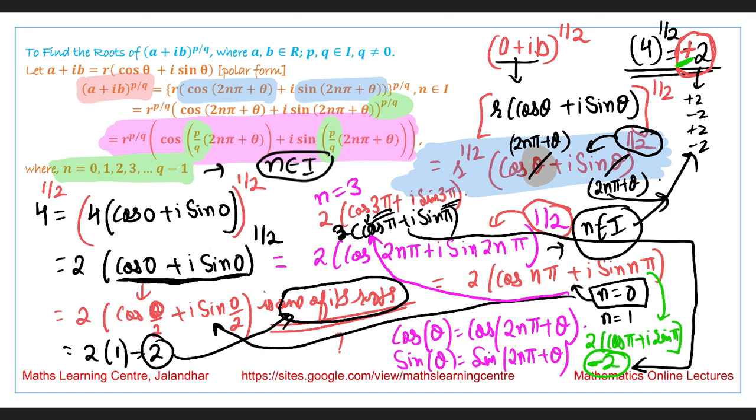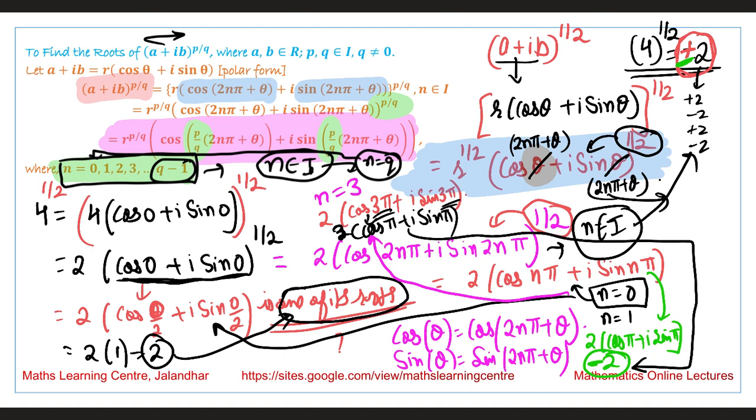But what will happen in this case? After the value q minus 1, when we substitute n is equal to q, we will have the same answer as we get for n is equal to 0. So basically we are substituting the values of n as 0, 1, 2, 3, and so on up to q minus 1. What we are saying is that the number of roots of this equation is q. We obtained q different roots for this particular equation.